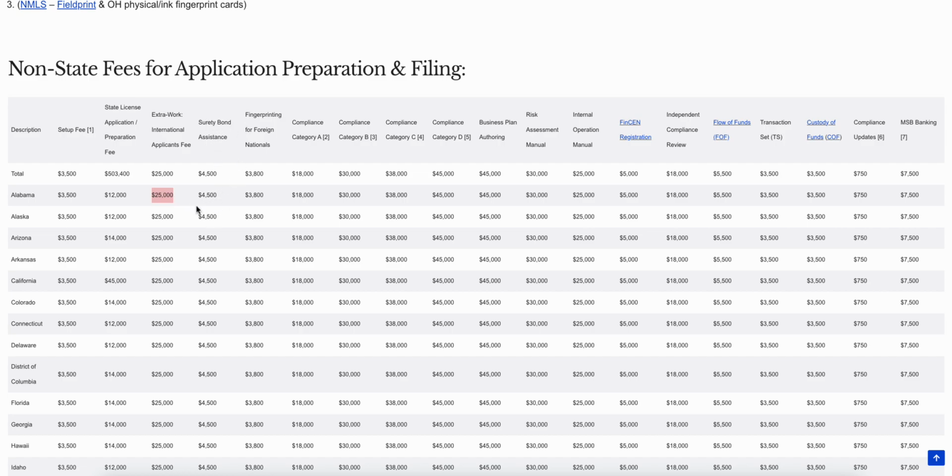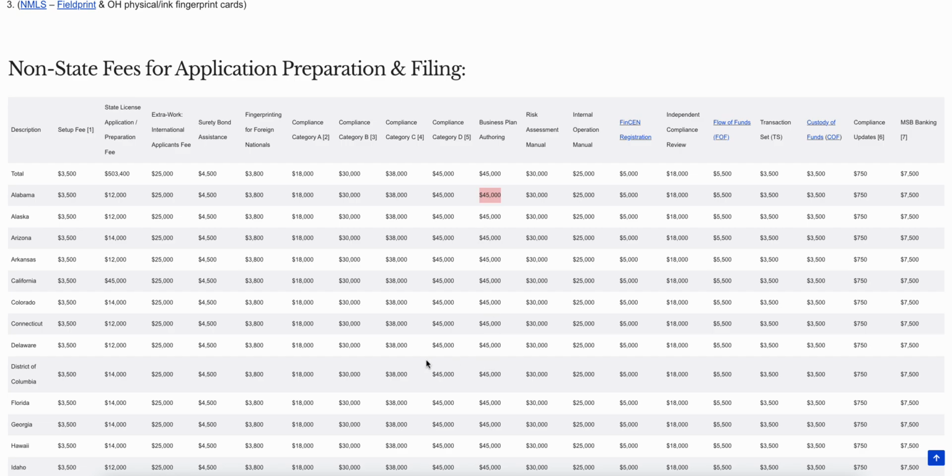Surety bond assistance, if you ask us to provide you with surety bond assistance, fingerprinting of foreign nationals, compliance. We have multiple categories here, compliance A, B, C, and D, and we'll just talk about that. And then business plan authoring. Almost all states require a business plan. By the way, you only need to do it once if you're doing it for multiple states. You don't need to do it again and again and again.